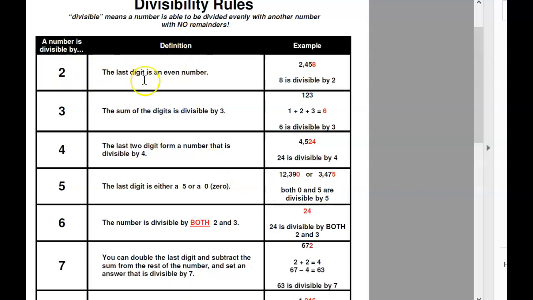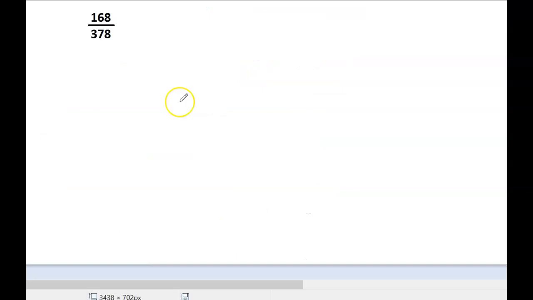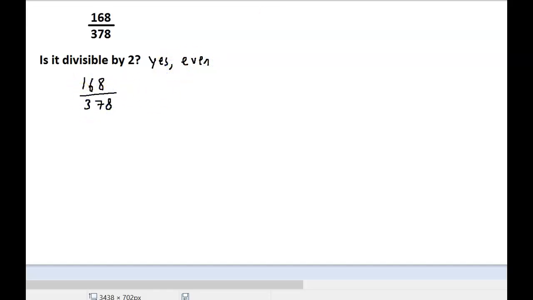2 is a good one because if the last digit is an even number, that means 2 can go into it. So we can ask, is this divisible by 2? Yes. They both end in 8. It's even. So let's have 168 over 378. Let's divide the top and bottom by 2. 168 divided by 2 is 84. 378 divided by 2 is 189.